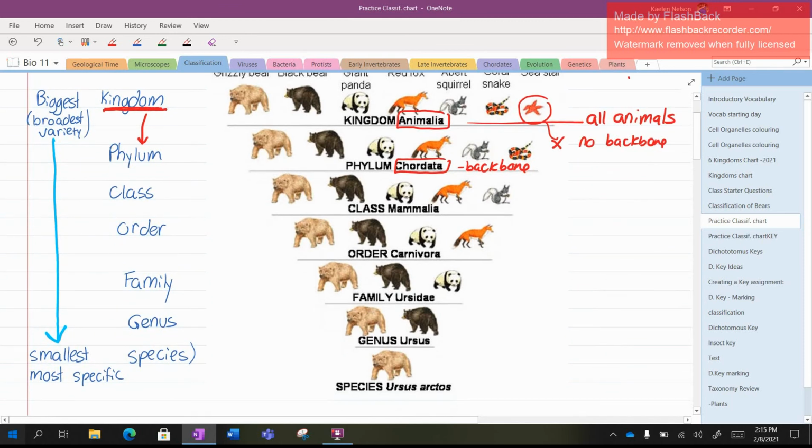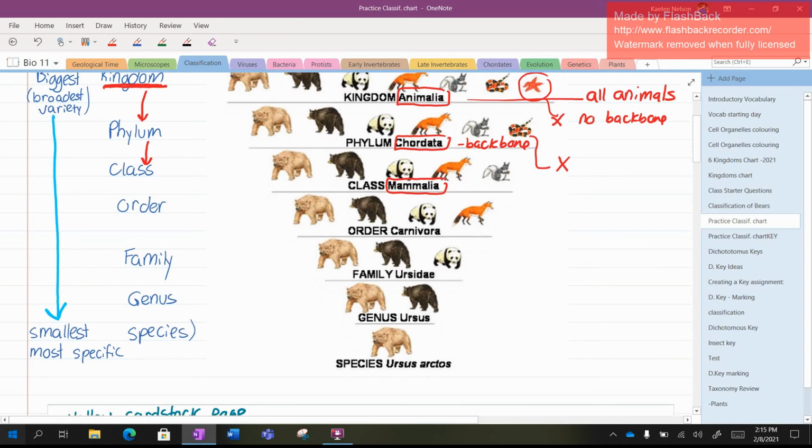As we go down one more row after phylum, we get to class. And in this case, we're talking about the mammals. And in this case, our snake does not make it because our snake is not a mammal.